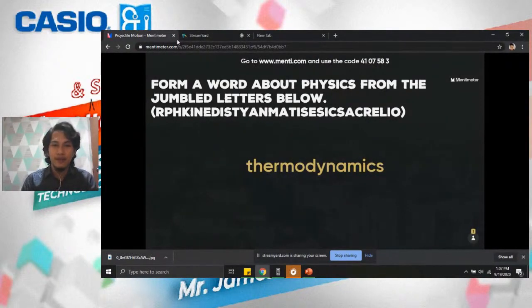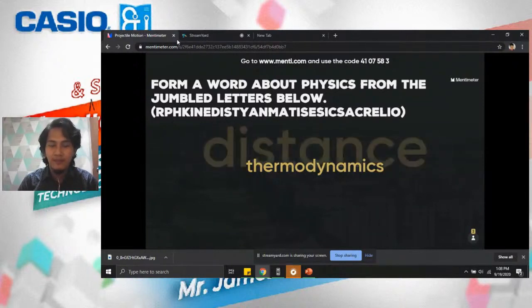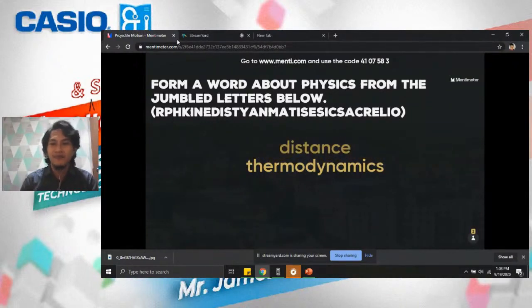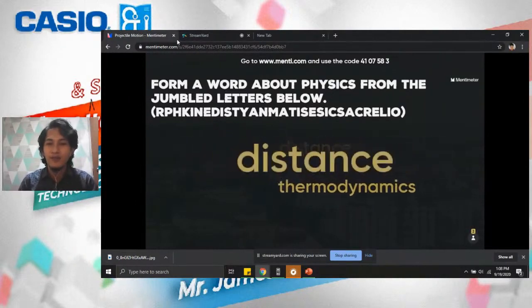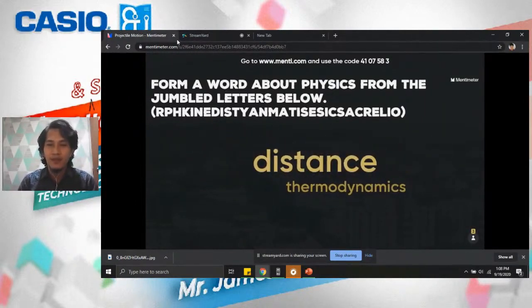Okay, thermodynamics. Meron tayong isa. Distance. Okay. So siguro kahit maka 20 tayo, just for me to know if you are participating. So, kinematics. Okay? Siguro baliktad ata yung E at saka I.